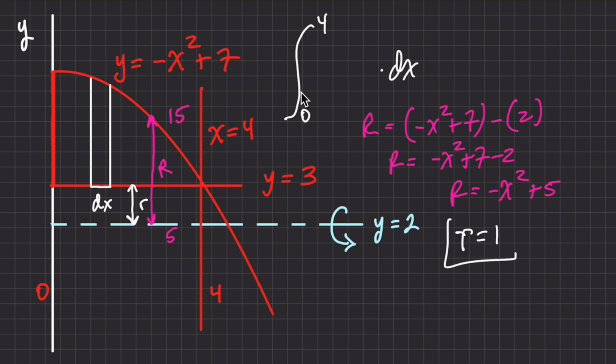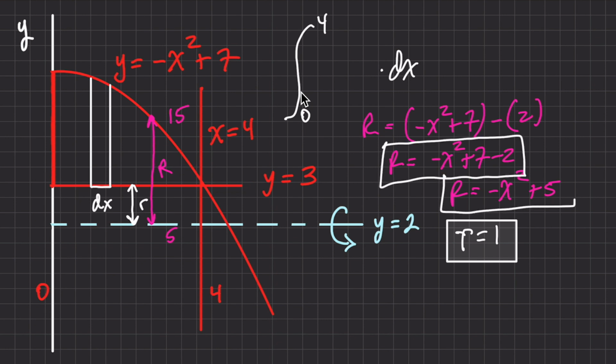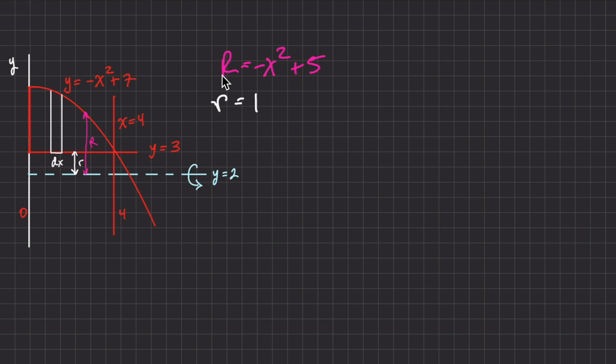Okay, so now that we have our small r and our big R, this one's more simplified, we are now going to build our integral. Now that we have our big R and our little r, we can proceed to build our integral.